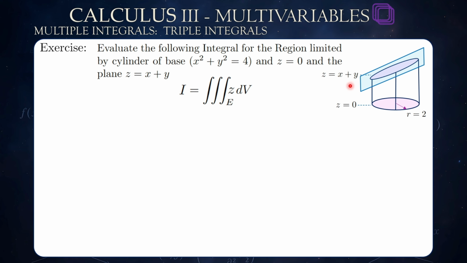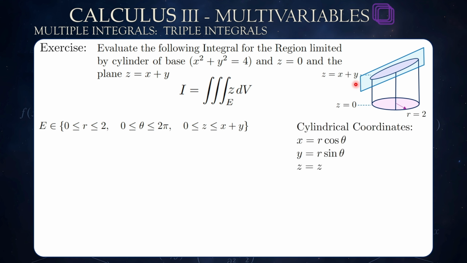We need to convert to cylindrical coordinates in order to work this example, which means you need the circular or polar coordinates for x squared plus y squared equal to 4. As for z, it remains z. So r is between 0 and 2, theta is between 0 and 2 pi because it is the entire circle or disk, and z is between 0 and x plus y, which is the equation of a plane cutting the cylinder on top. Cylindrical coordinates are the following: x equal r cosine theta, y equal r sine theta, and z equal to z. Z remains the same.